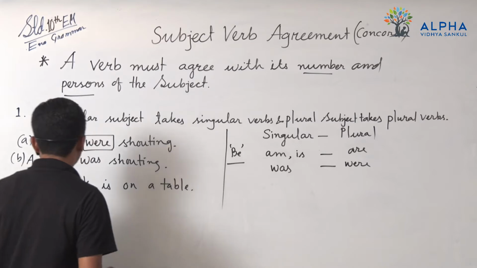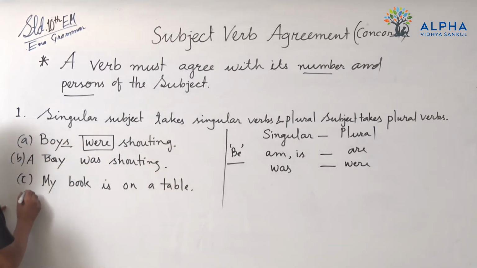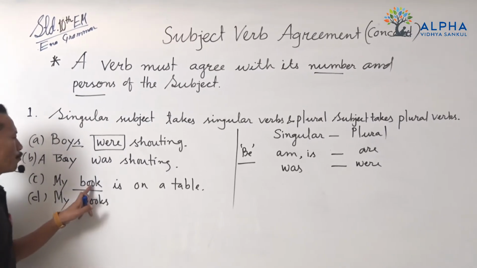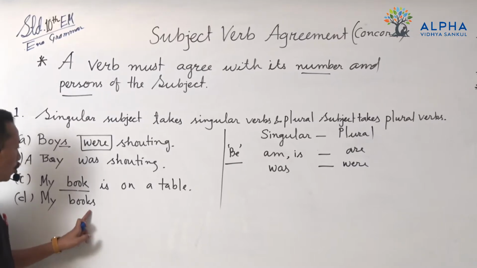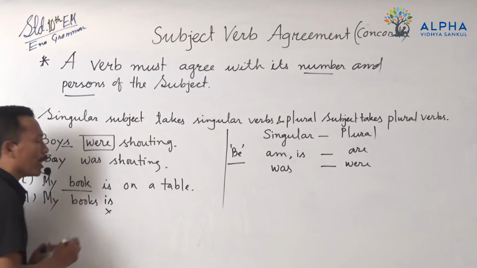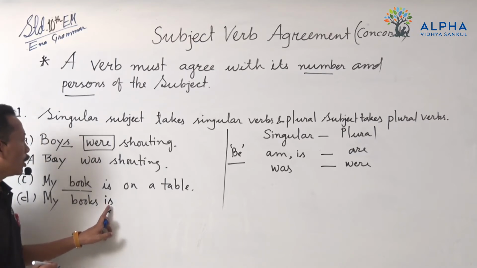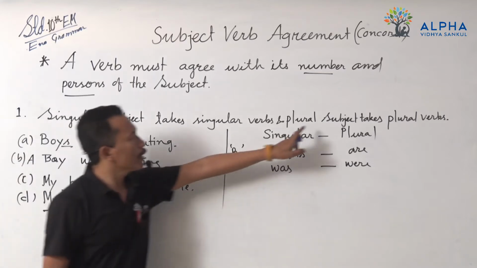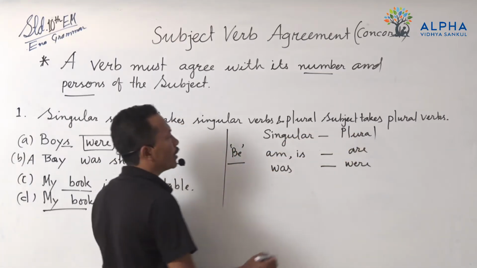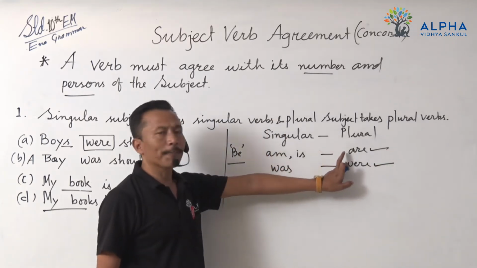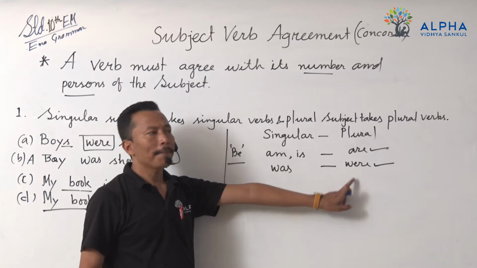Don't confuse yourselves. Here, see, my book, this is singular. If we put s, from singular we put s: my books. Then here if you write is, your answer is wrong, because this is plural. And you know that the plural subject takes plural verbs. The plurals are or were. Are is for the present tense and were is for the past tense.